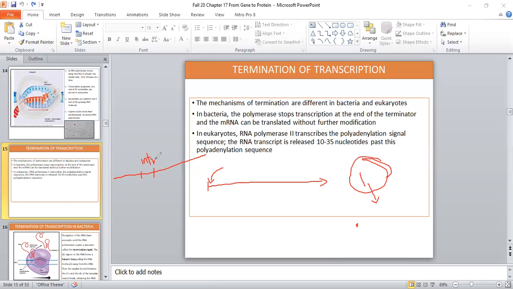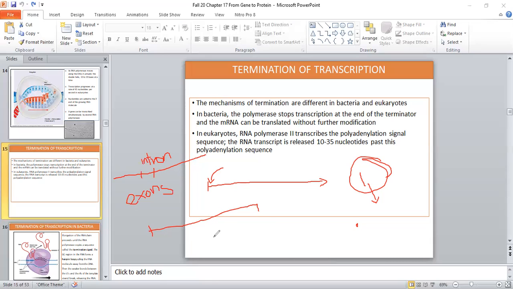They are non-coding parts, so they will be removed. They will be cut down, and only exons will be joined together. Even the messenger RNA made in eukaryotes is still far from translation. First, the introns have to be removed out of this messenger RNA. Only then will this messenger RNA become active for translation.